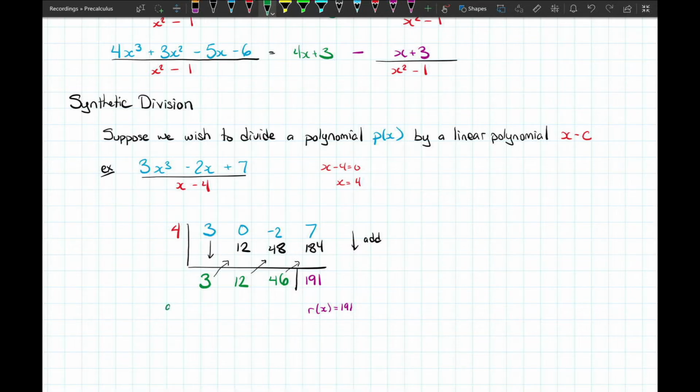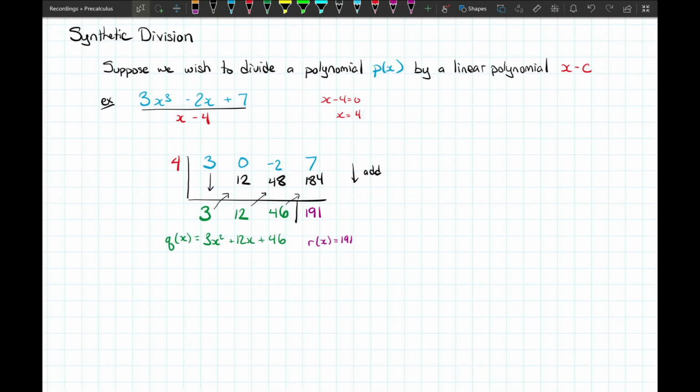The 3 numbers here, well, because we've been shortcutting this with synthetic division and we haven't been writing down x's and x squareds and whatnot, we're going to have to remember how to organize these terms. 3 here is really just the x squared term. 12 represents the x term, and 46 would just be the constant. And so we've got the quotient, the remainder, and we can state the division algorithm. And there we have it.